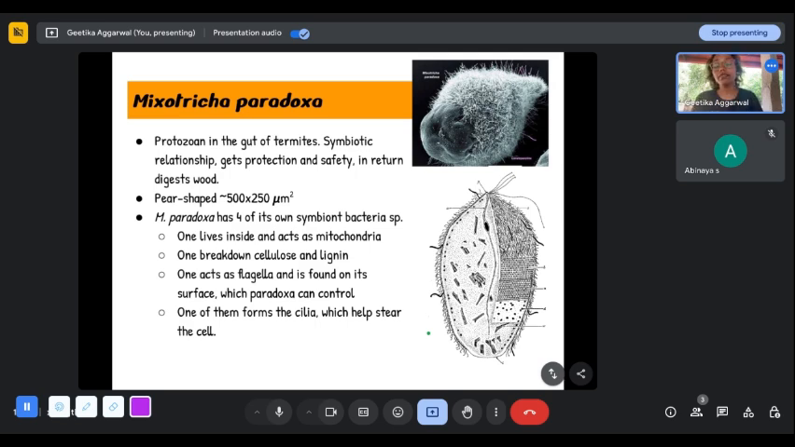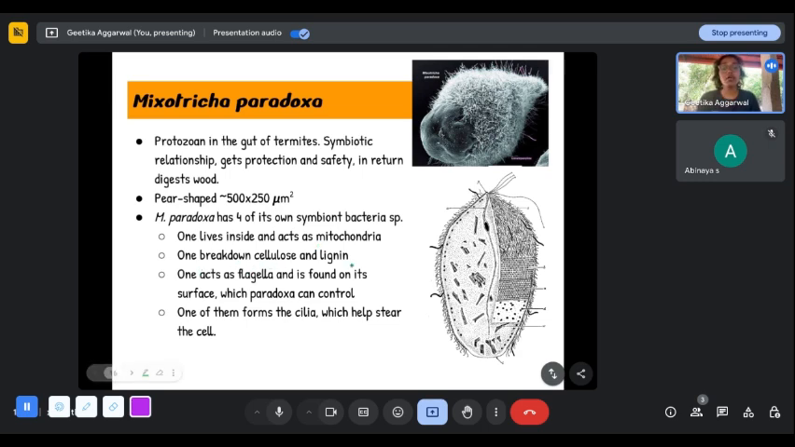So M. paradoxa, very interestingly, has its own symbiotic bacterial species. It has four of its own symbiotic bacteria. One of them lives inside the M. paradoxa and acts as a mitochondria. Now you would think that M. paradoxa, since it's a protozoan, should have its own mitochondria. But in reality, M. paradoxa has done away with its own mitochondria. It does not possess a mitochondria on its own, and it uses this symbiotic bacteria inside it as the mitochondria.